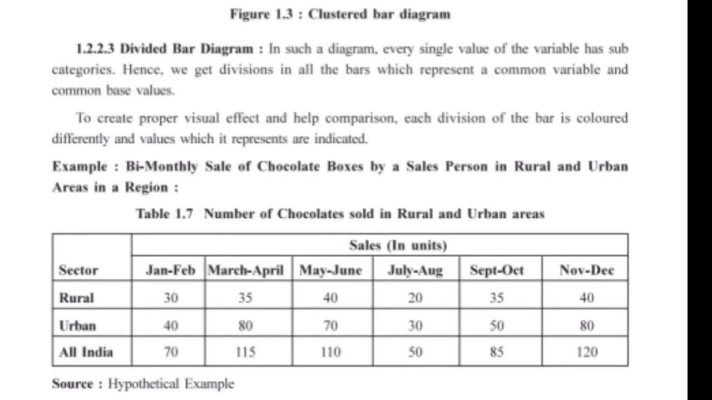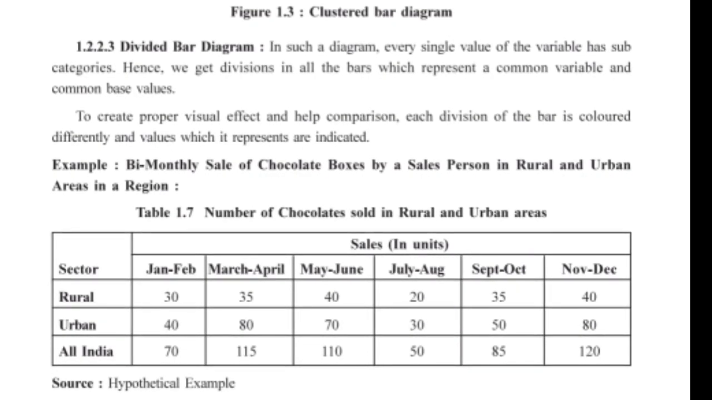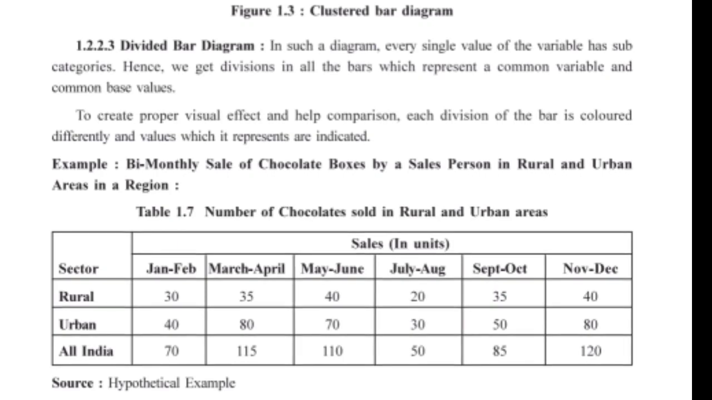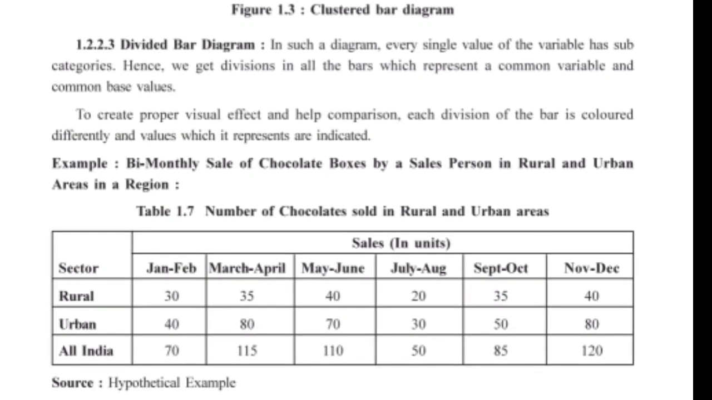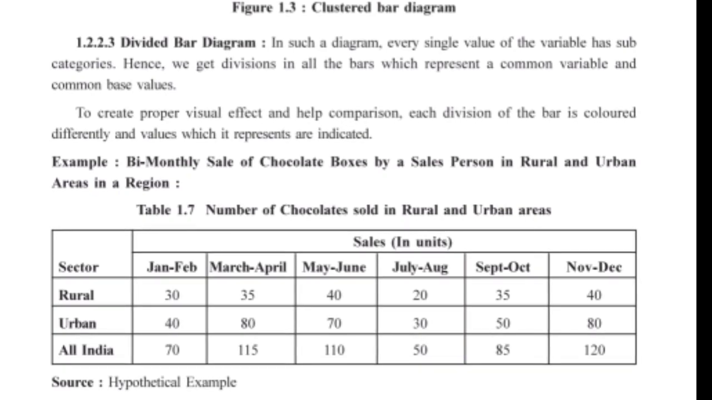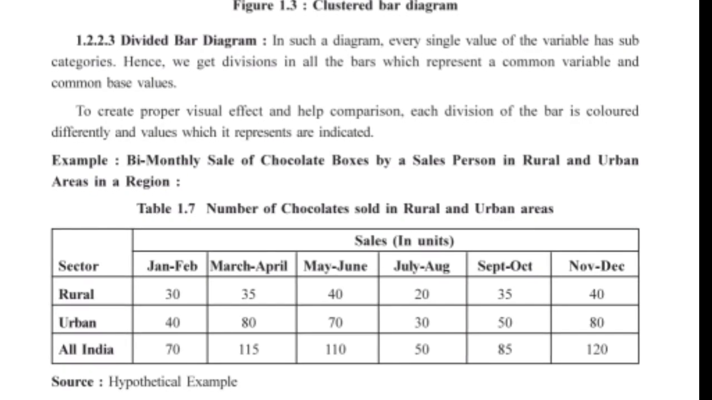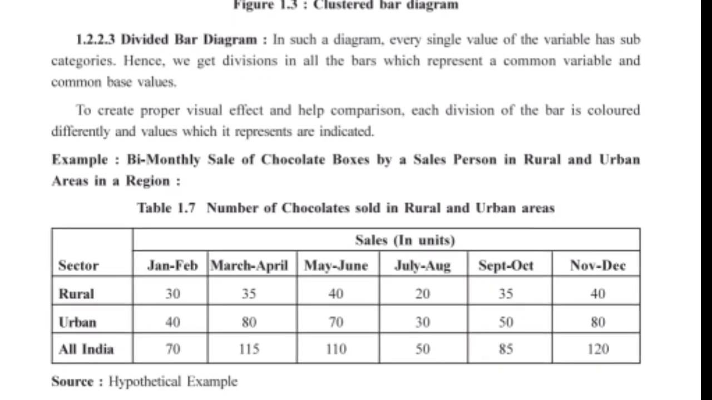Now the next, the third type of bar diagram, that is divided bar diagram. In this diagram every single value of the variable has subcategories. Yes, in this data there are subcategories of one statistical data which represent a common variable and a common base values.